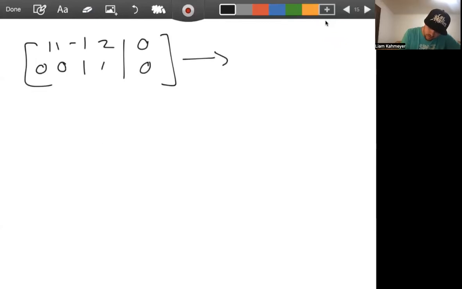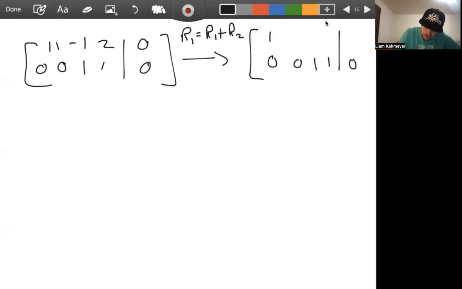To be in reduced row echelon form, we have to take row 1 and say row 1 is equal to row 1 plus row 2. That should give us, well, row 2 was unchanged, right? And then row 1, we'd have 1 plus 0 is 1, 1 plus 0 is 1, and then negative 1 plus 1 is 0, and then 2 plus 1 is 3, and then 0. And so what does this mean, right?